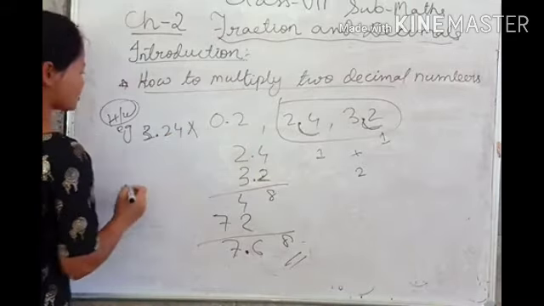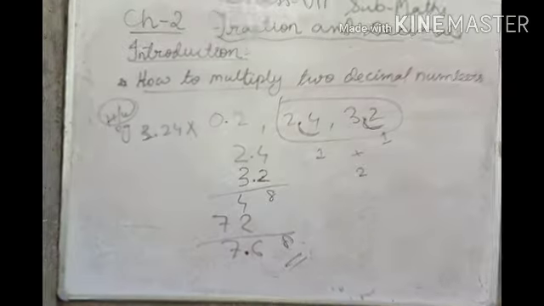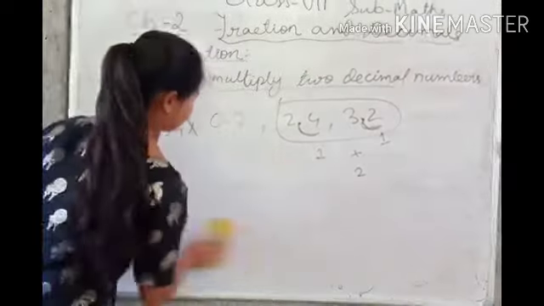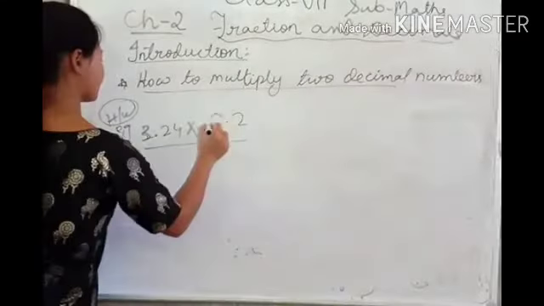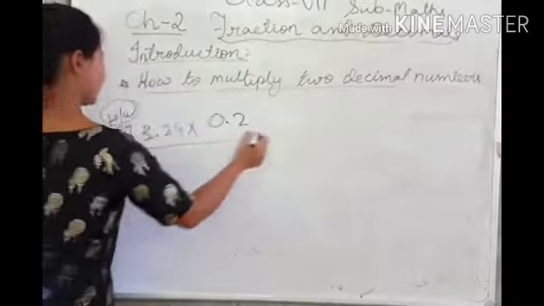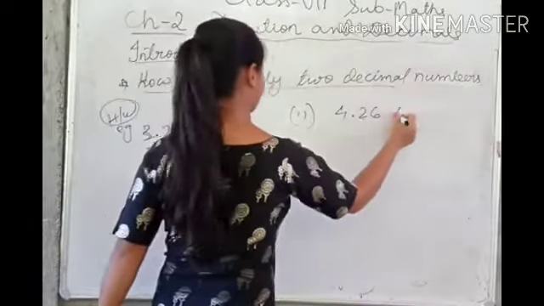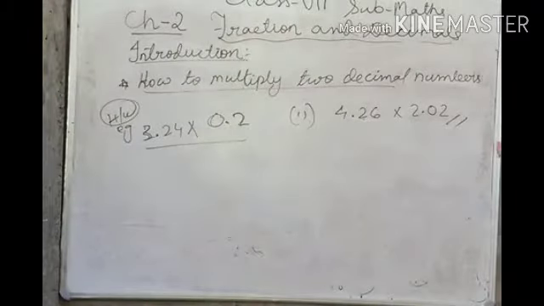This multiplied with 0.2. This one I will give you as homework, 0 and 2. Now again one more I will give. So this is your homework. Okay, you can try this one.